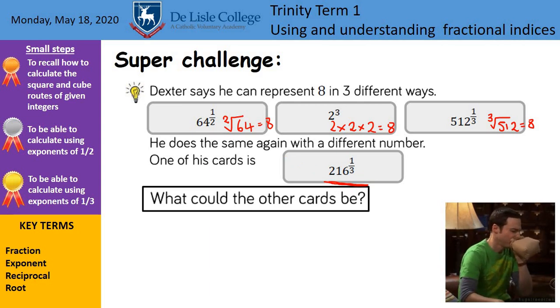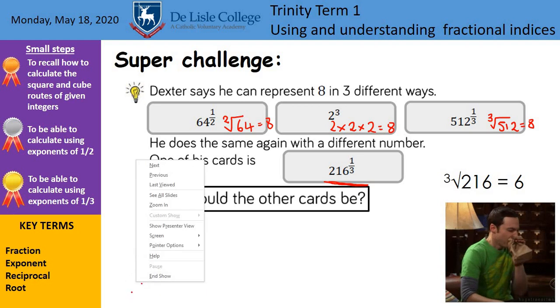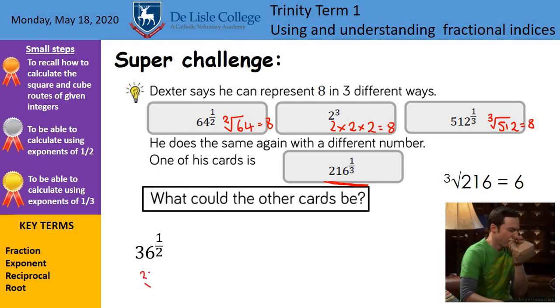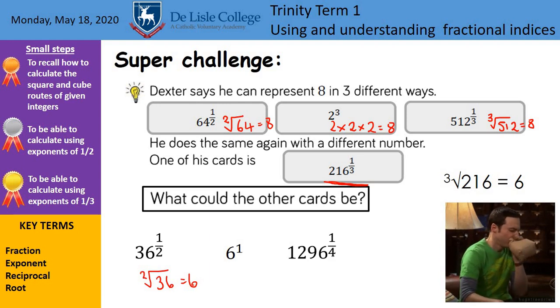Right, well done. So the first thing you should have done is find out what the cube root of 216 is, okay, and it's 6. So you now know you're making cards that would also equal 6. So we've got 36 to the power of half, because we know that the square root of 36 is 6. We've got 6 to the power of 1, because any number to the power of 1 is just itself. And then we've got the fourth root of 1296, which is also 6. And you may have others as well.